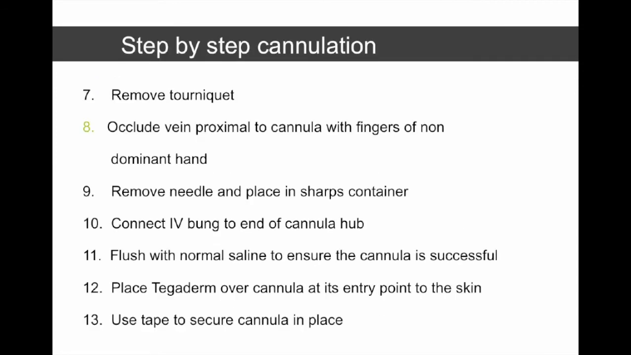After that point, I remove the tourniquet, I occlude the vein proximal to the cannula with the fingers of my non-dominant hand, and then I remove the needle and place it in a sharps container. I then connect the IV bung to the end of the cannula hub. I flush with normal saline to ensure the cannula is successful, and I place a tegaderm or some kind of dressing over the cannula at its entry point to the skin. Then I use tape to secure the cannula in place.